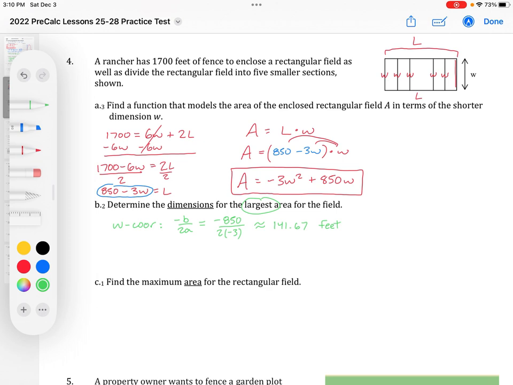All right, so now that we have the width, remember to find our length, we can just plug into this 850 minus 3W, and for W, we're going to use that 141.67. And if you do that, you end up with 425 feet. So your dimensions, the length by width, would be 425 feet by 141.67 feet.